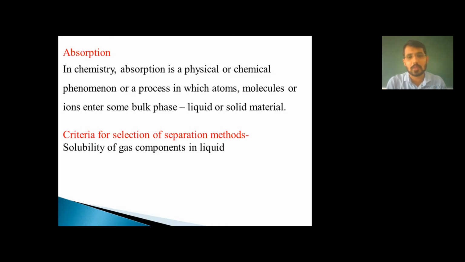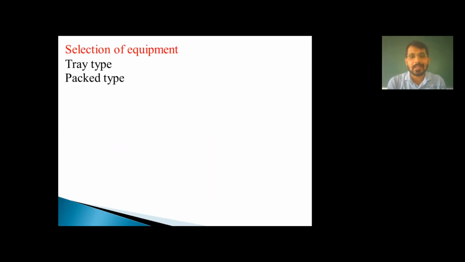Okay, and the criteria for the selection of this separation method is the solubility of gas components in a liquid. Means solubility of gas components is preferable in this method. Suppose there is a mixture of A plus B components. So the solubility of A and B in whatever liquid we are using as absorbent should be considered with respect to that absorbent. So this is a selection criteria for absorbent. Last one, selection of equipment. First one is tray type and pack type. Similar to distillation columns, an absorber can be in a tray type manner or pack type manner.